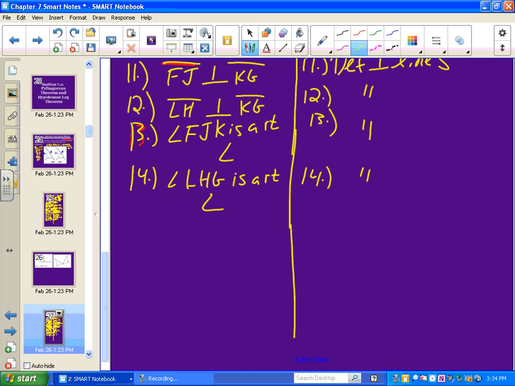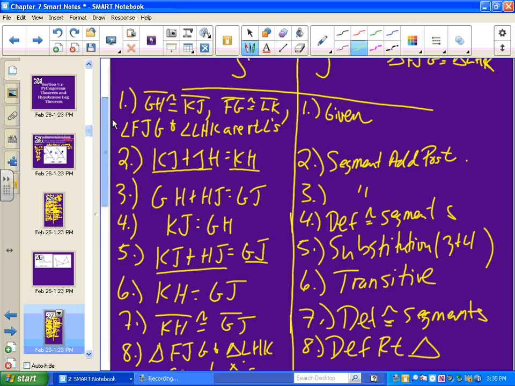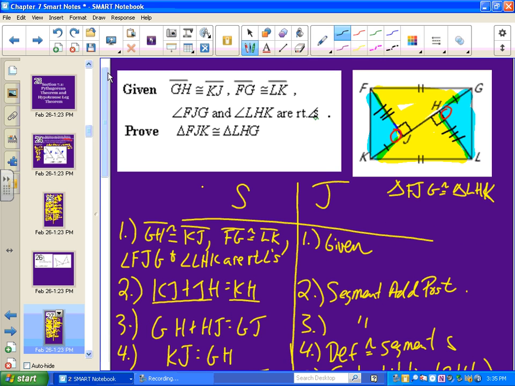So, because FJ is perpendicular to KG, we got angle FJK to be a right angle. And LH is perpendicular to KG, we got angle LHG to be a right angle also. Now, looking at steps 13 and 14, both of those angles are right angles, and we know that right angles are congruent, so angle FJK is congruent to angle LHG, right angles congruence. So those angles right there are congruent.